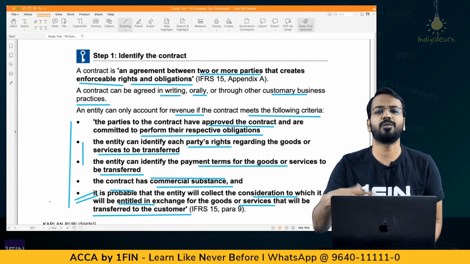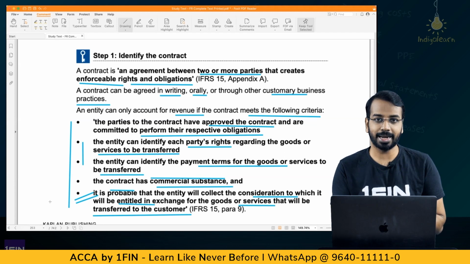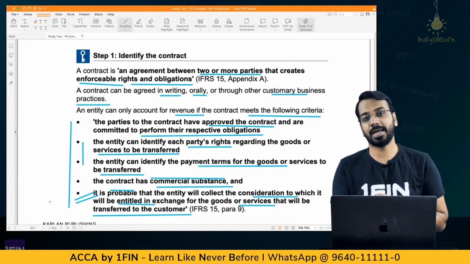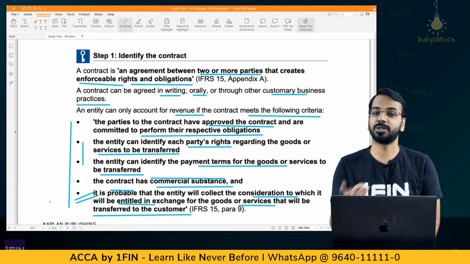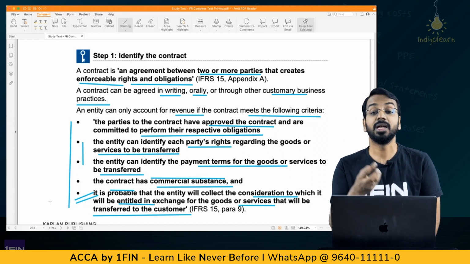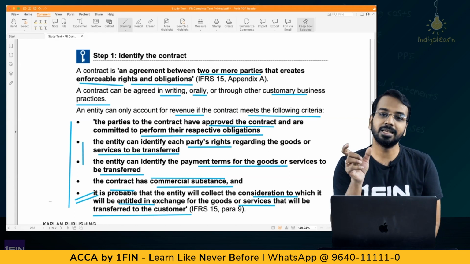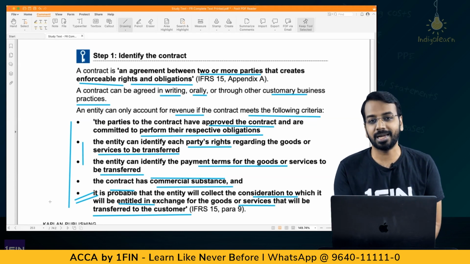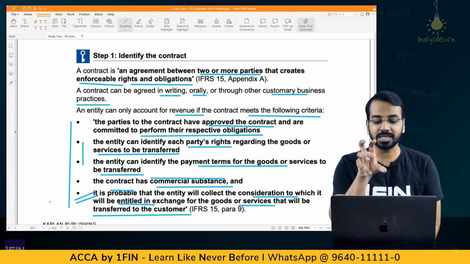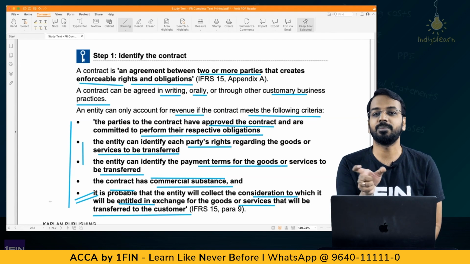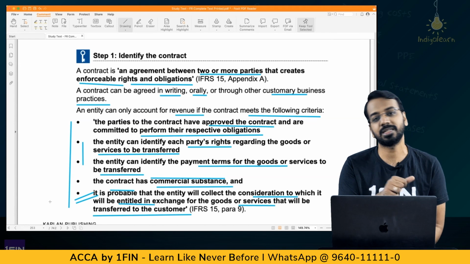Other conditions are more or less understood and they are generally present, like approval of the contract. They're committed to perform the contract. You have to identify the goods and services. You have to identify the payment terms. You must be able to understand how much payment will be received. The contract must have commercial substance. And lastly, there is a probability that you will collect the amount from the customer, right? So if these conditions are satisfied, then you can bring the contract under revenue and recognize it under IFRS 15.